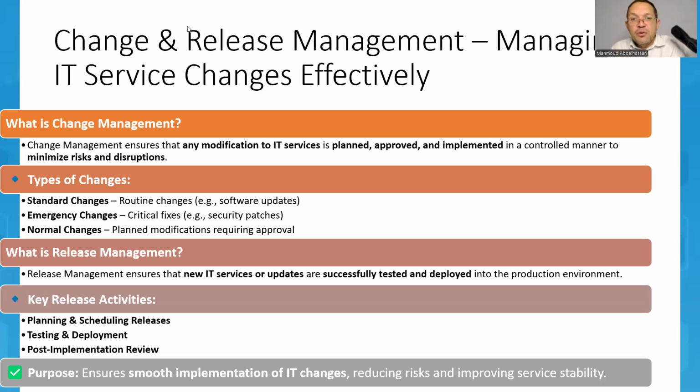The changes are of three main types. Standard changes are routine changes and don't need any approval. Emergency changes, such as fixing critical situations and applying critical patches such as security patches. Normal changes are planned modifications, and these will require an approval from the change advisory board, the CAB committee, that we will talk about later.